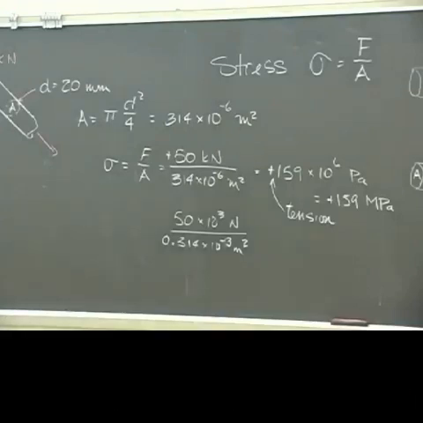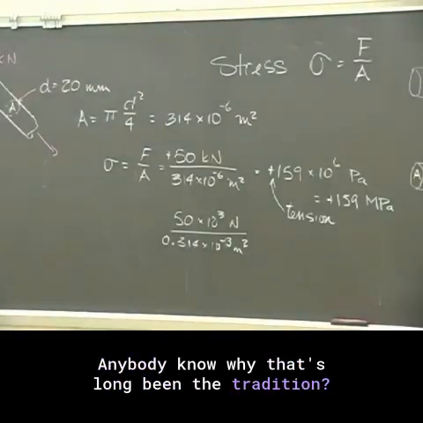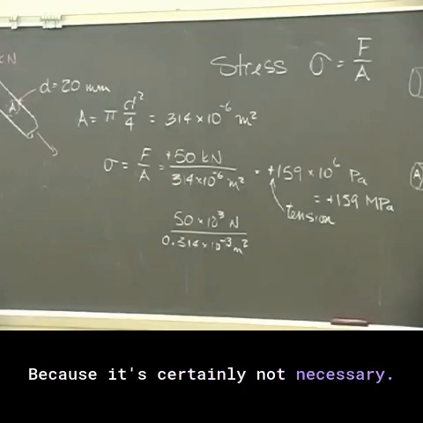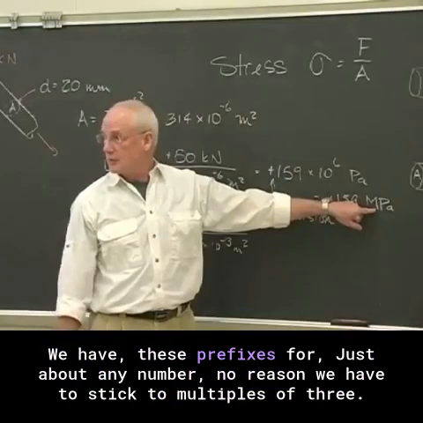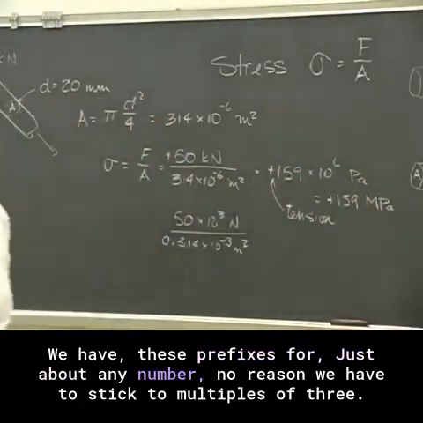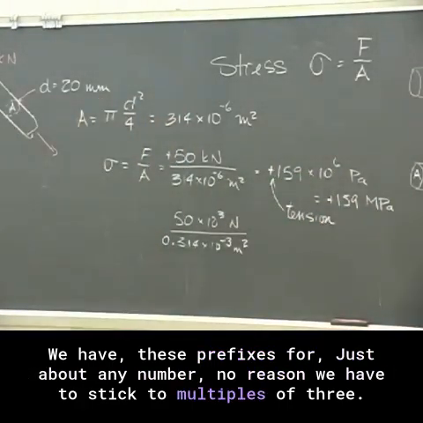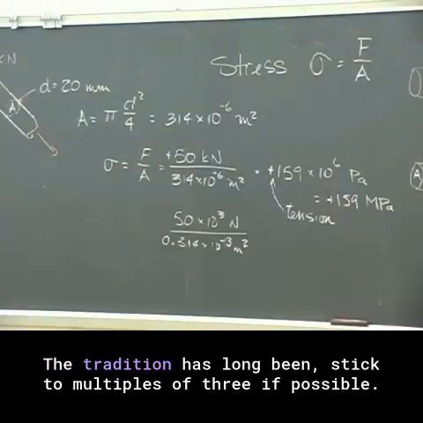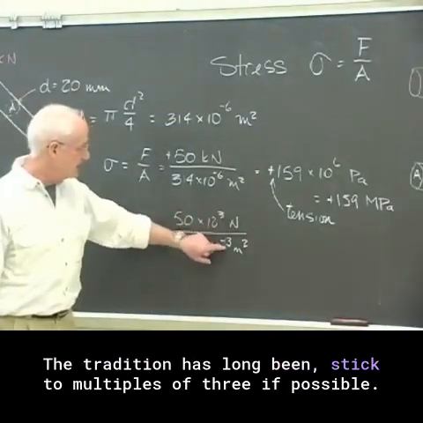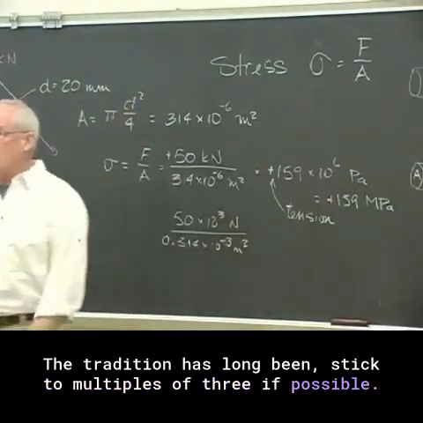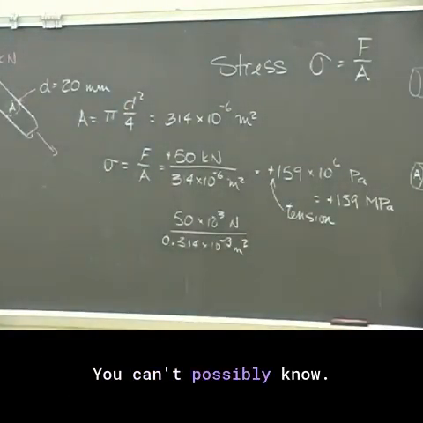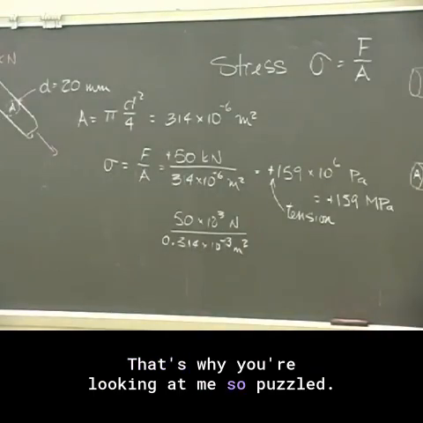In engineering, it has long been the tradition to keep the exponents on the scientific notation in multiples of 3. Do you know why that's long been the tradition? Because it's certainly not necessary. We have these prefixes for just about any number. No reason we have to stick to multiples of 3. Anybody know why? You can't possibly know. That's why you're looking at me so puzzled.